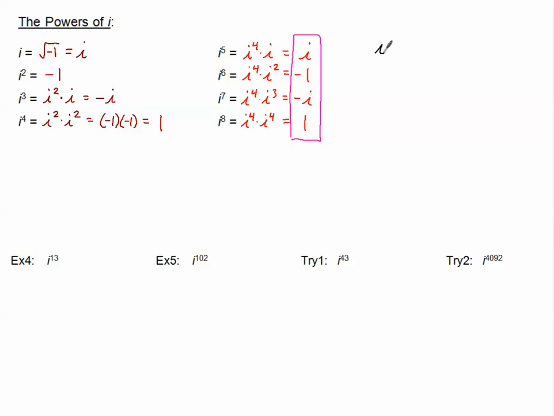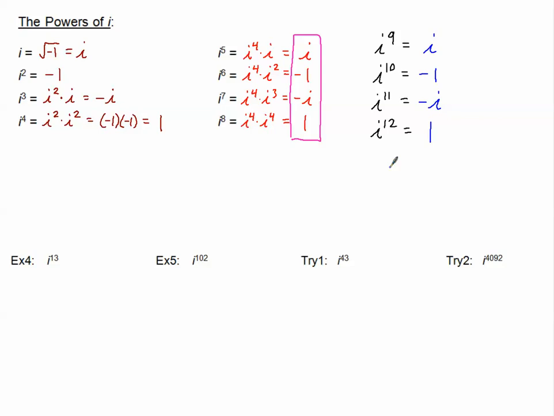If we look at the next 4, we've got i to the 9th, i to the 10th, i to the 11th, and i to the 12th. i to the 9th would be equal to 1, i to the 10th is equal to negative 1, i to the 11th is equal to negative i, and i to the 12th is equal to 1. There's our pattern again.